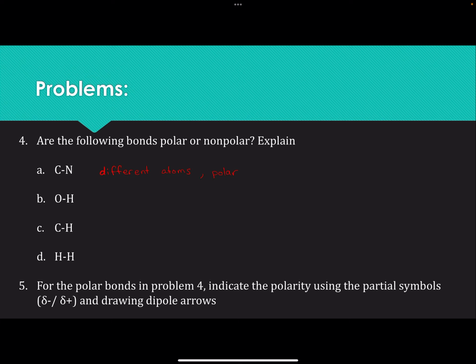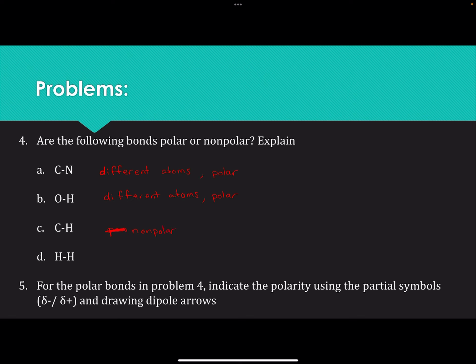Next, I have oxygen-hydrogen. Again, I have a bond between different atoms. So we're going to assume if the atoms are different, the electronegativity difference is large enough that that will be a polar bond. Then we have carbon-hydrogen. Carbon-hydrogen is our one exception that we've got to know. The carbon-hydrogen electronegativity difference is too low, so it is negligible. So this is nonpolar. So we've just got to know the carbon-hydrogen bonds are nonpolar.